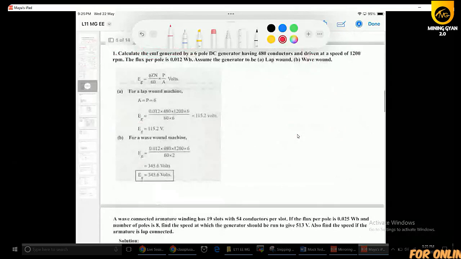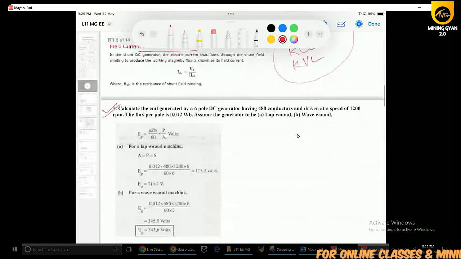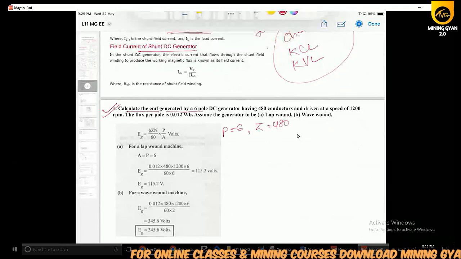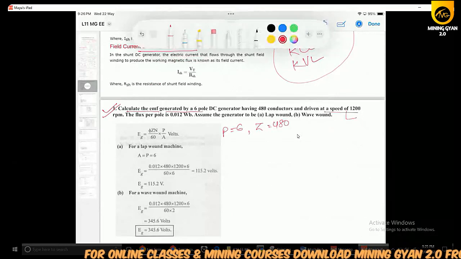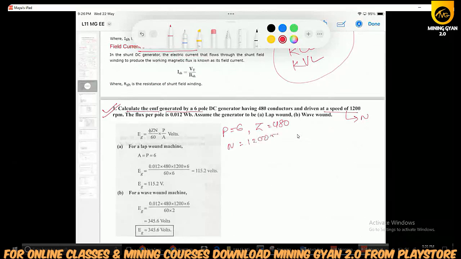Now, coming to the numericals part, first we have to calculate the EMF generated by a 6-pole DC generator, having number of conductors as 480, driven at a speed N of 1200 RPM. The flux per pole phi is 0.012 Weber. Assume the generator to be lap wound or wave wound.